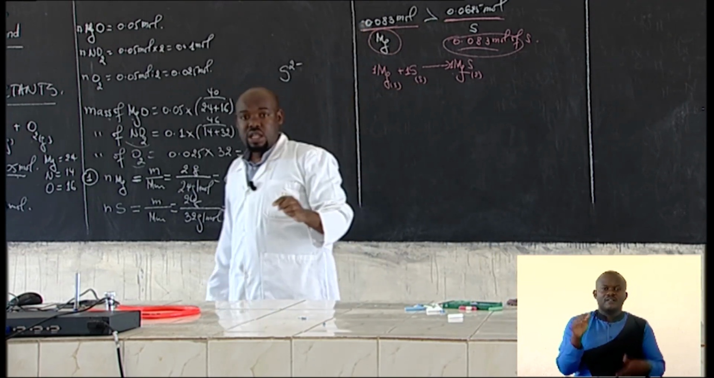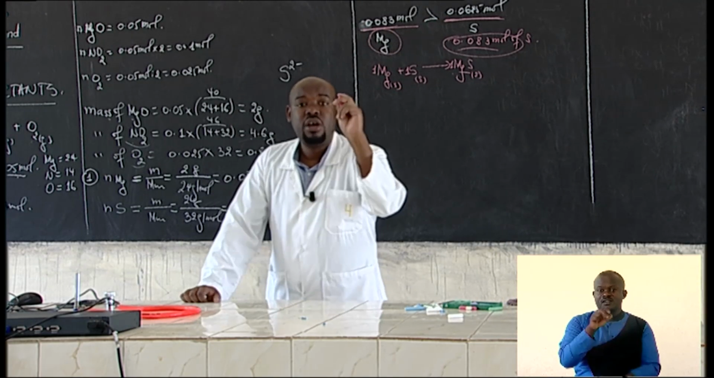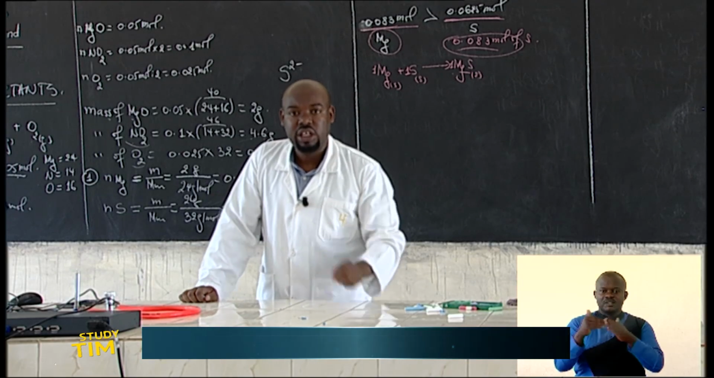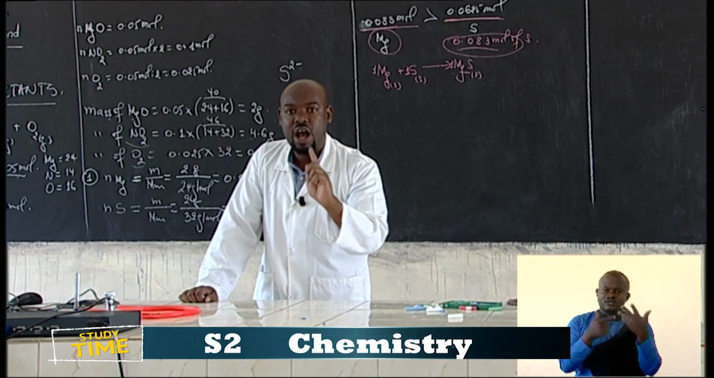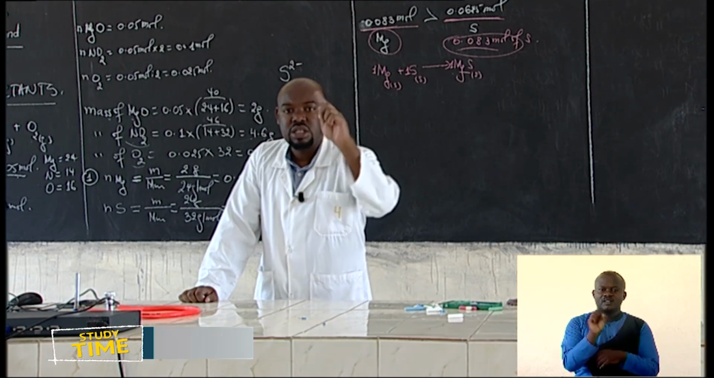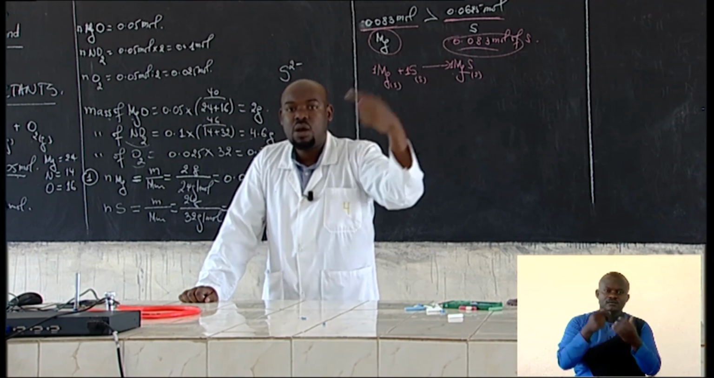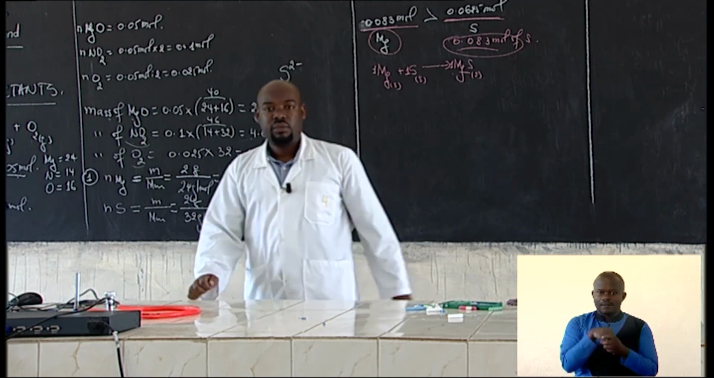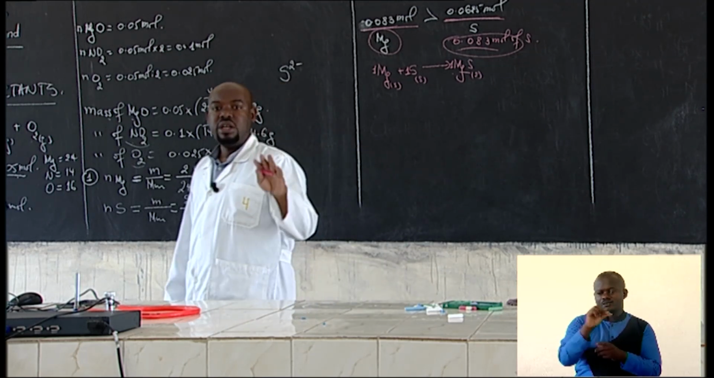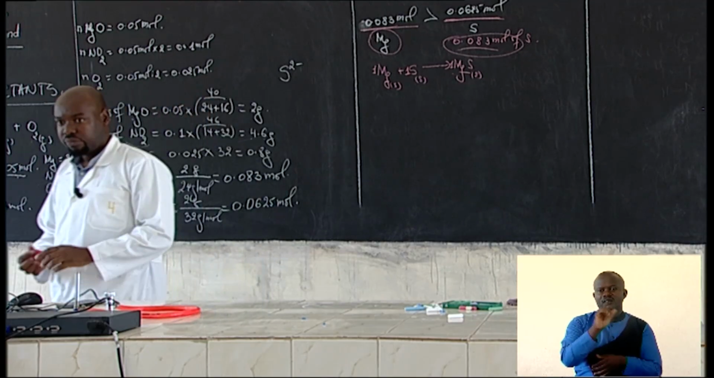And we said that the substance which finishes before the others is the one we call the limiting reagent. So in this reaction we have, magnesium is the substance in excess, while sulfur is the substance in a small amount, the limiting reagent.